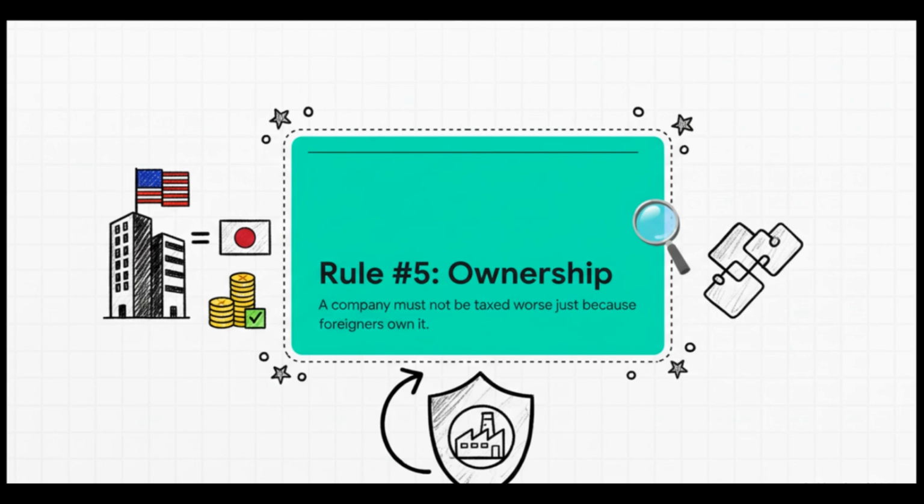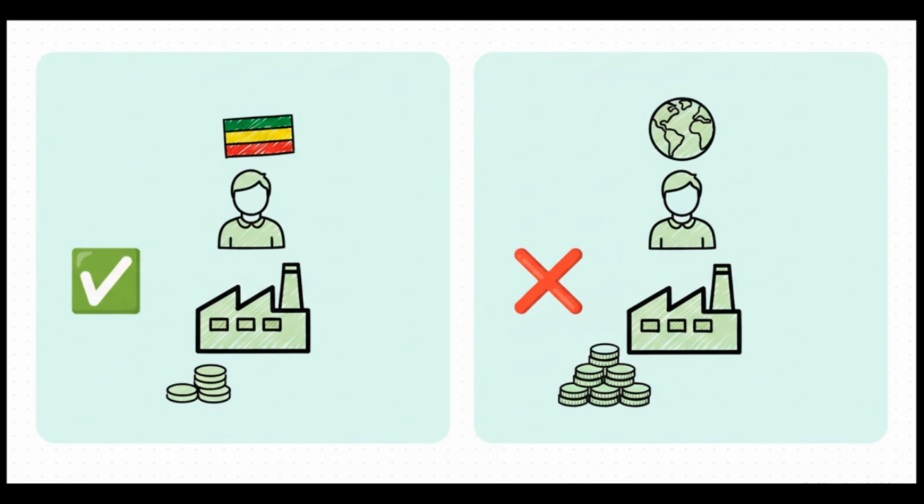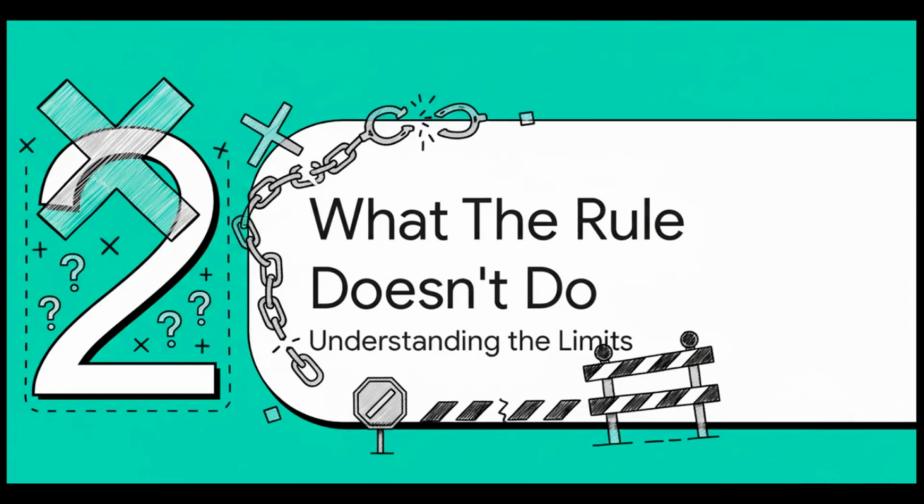This one makes sure that a local company can't be hit with higher taxes for one simple reason, because its owners or shareholders happen to be foreigners. So think about it. You've got 2 local companies, Company A and Company B. They're in the same business, in the same country, making the same profit. The only difference? Company A is owned by locals, and Company B is owned by foreigners. Taxing Company B at a higher rate is pure discrimination based on ownership, and that is exactly what this rule forbids.